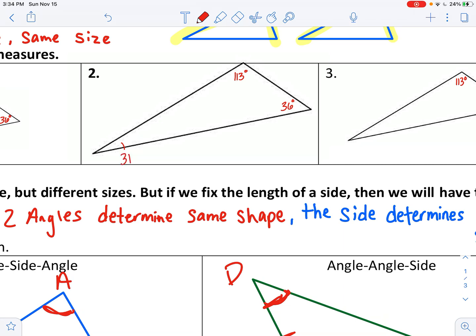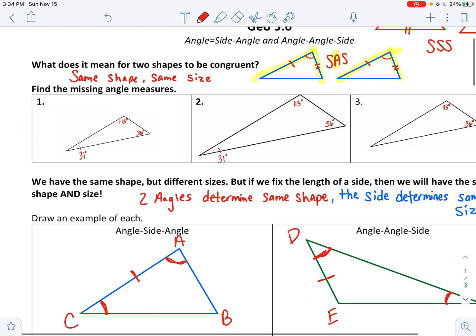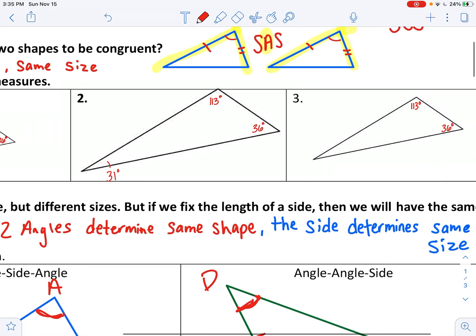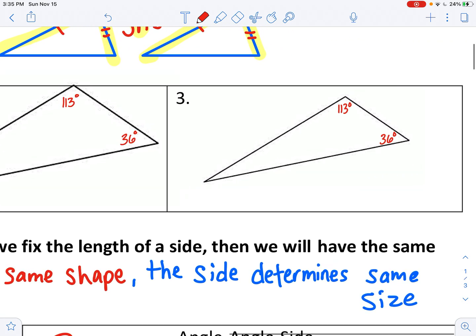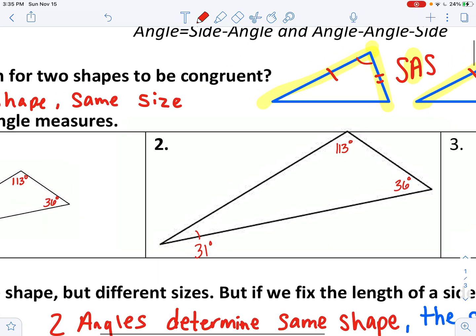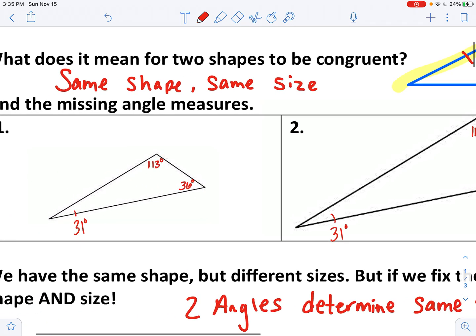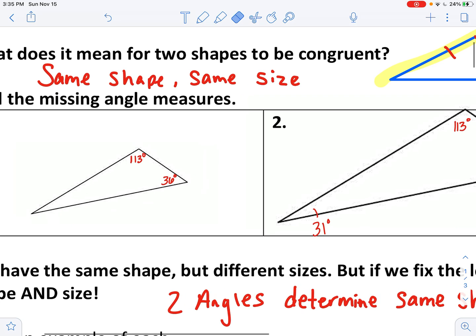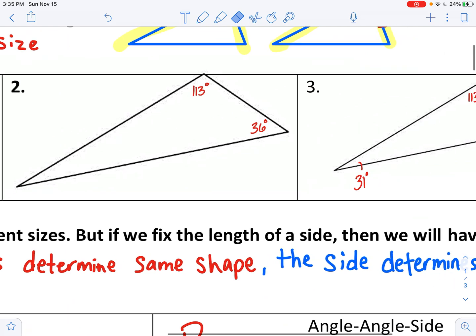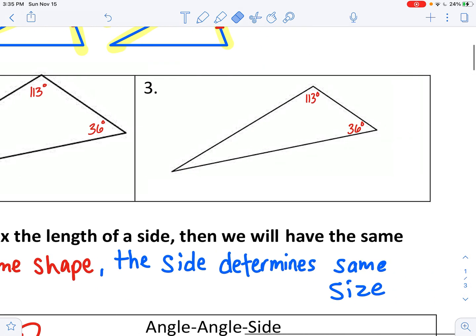Notice this is a different triangle. It's a little bit bigger. And here's sort of our medium triangle, the Goldilocks triangle. Same thing, 31 degrees. So you can see that these three triangles, even though they're different sizes, are the same shape. And all it took was two given angles, because that third angle had to be 31.